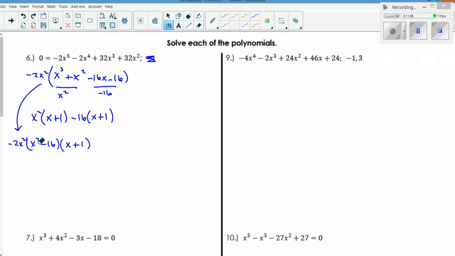I can see that this is factorable further. So I have -2x squared times (x plus 4), so it's a sum and difference problem, (x minus 4), and then (x plus 1). Okay? It tells me that I have 4 solutions. One of them is 0, one of them is a 4, and the other one's a -4, so I'm just going to say plus or minus 4, and then my other one is -1. Okay, so that's what I'm trying to do, is just find all of my solutions.